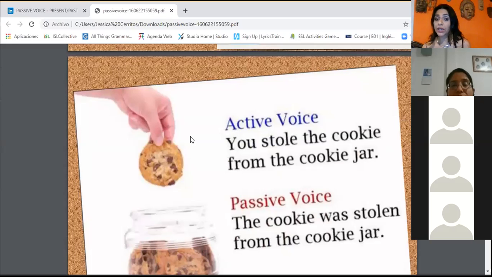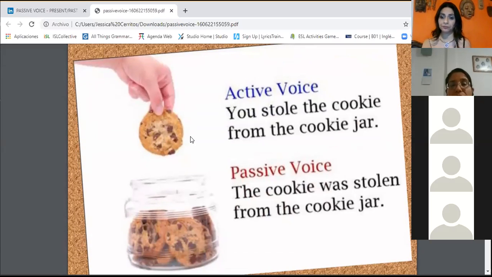Let's see, Rocio, can you read the first example on active voice? Active voice. You stole the cookie from the cookie jar. Oh my goodness. And passive voice? The cookie was stolen from the cookie jar. All right. So that one, the first one, the active voice, thank you, Rocio, is simple past active, and the other one is simple past passive.